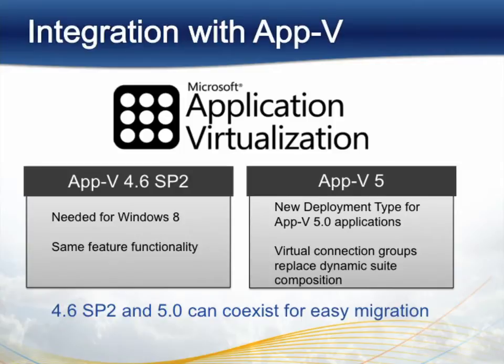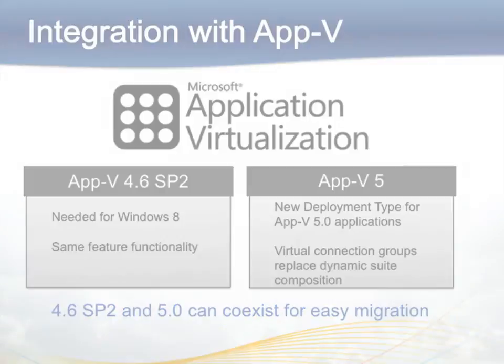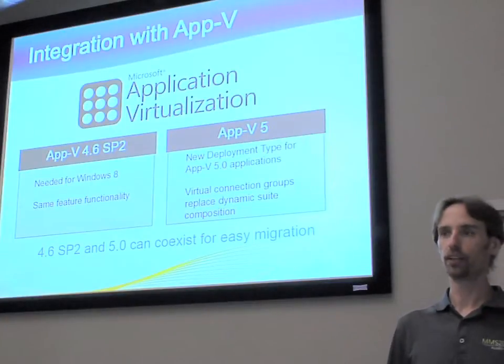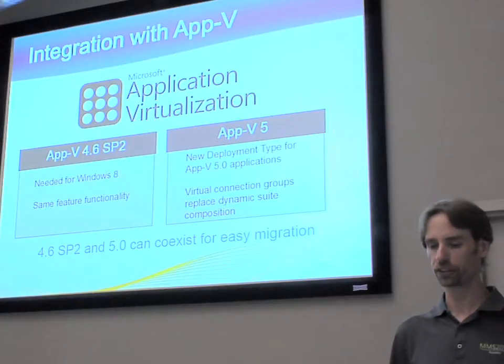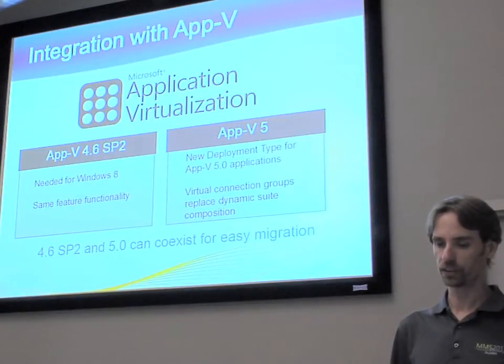With version 5, SCCM becomes the App-V infrastructure. So we sequence and package up that application on our sequencer, copy that into SCCM 2012 rather than having to rely on that App-V infrastructure. So it reduces the amount of infrastructure that we need in order to do that.